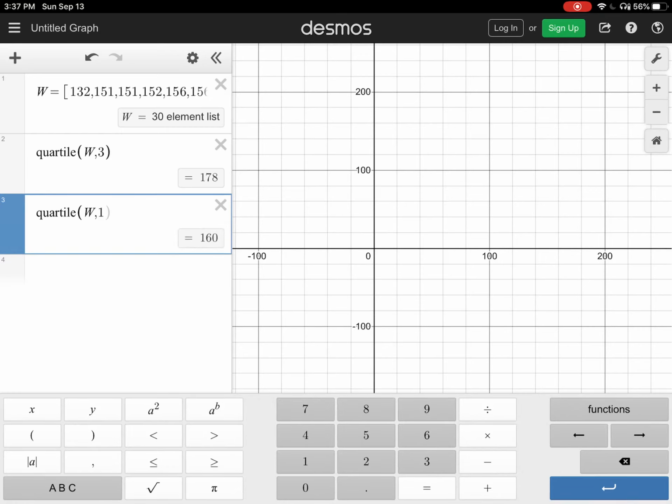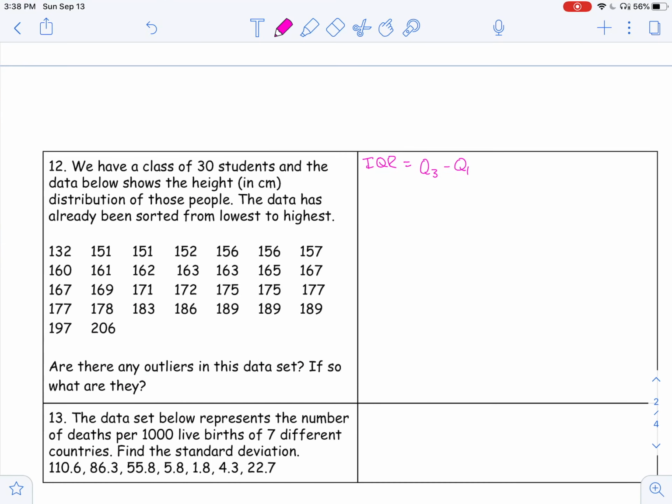So my Q3 is 178 and my Q1 is 160. So my IQR, in place of Q3, I put 178. I bring down my minus sign. In place of Q1, I put 160. So 178 minus 160 is 18. So my IQR is 18 here.